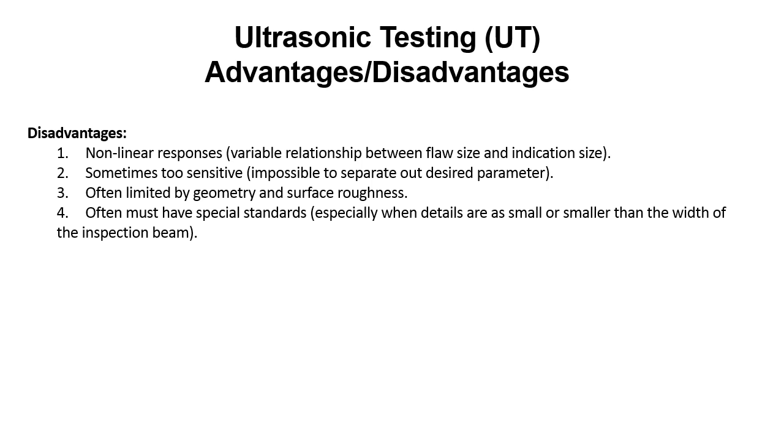Ultrasonic testing, UT, advantages and disadvantages. Disadvantages: nonlinear responses, variable relationship between flaw size and indication size. Sometimes too sensitive, impossible to separate out the desired parameter. Often limited by geometry and surface roughness. Often must have special standards, especially when details are as small or smaller than the width of the inspection beam.